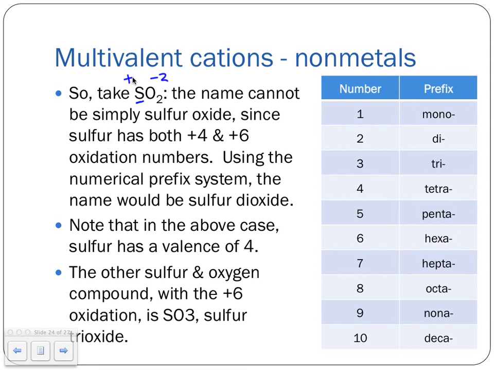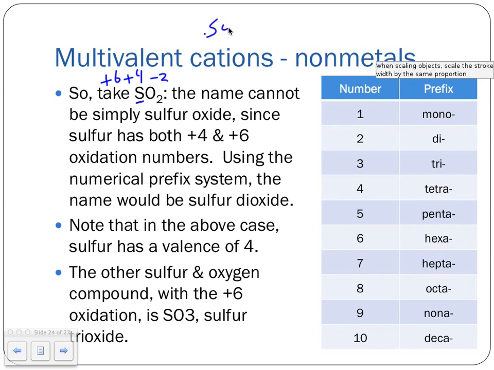So we look at the periodic table to find its non-standard one, and it tells us that sulfur could either be +4 or +6. So it's either +4 or +6. So if we just said sulfur oxide, we would have no idea whether it's sulfur 4 or sulfur 6. We're going to have to say which one it is. Sulfur is multivalent. So sulfur is a nonmetal, so we're going to have to use the numerical prefix system.